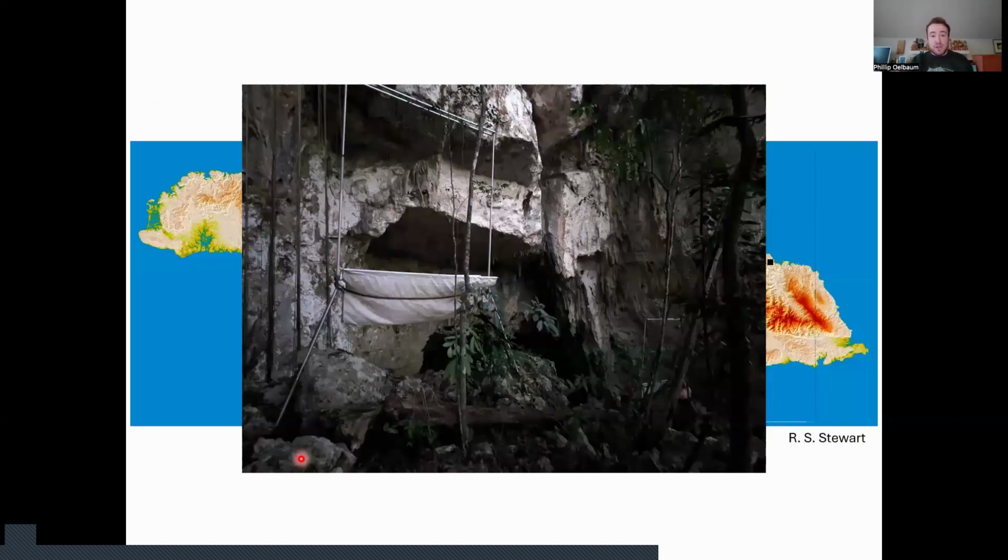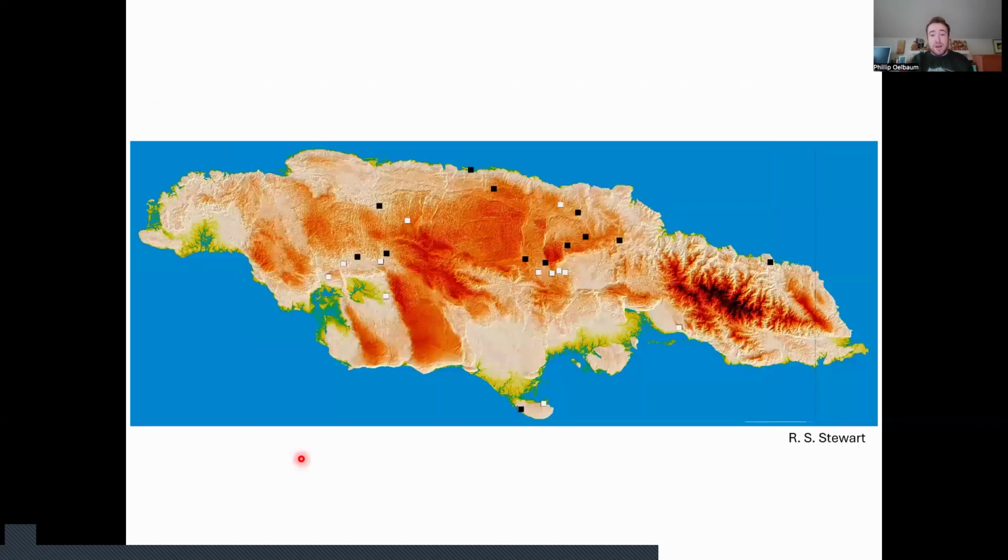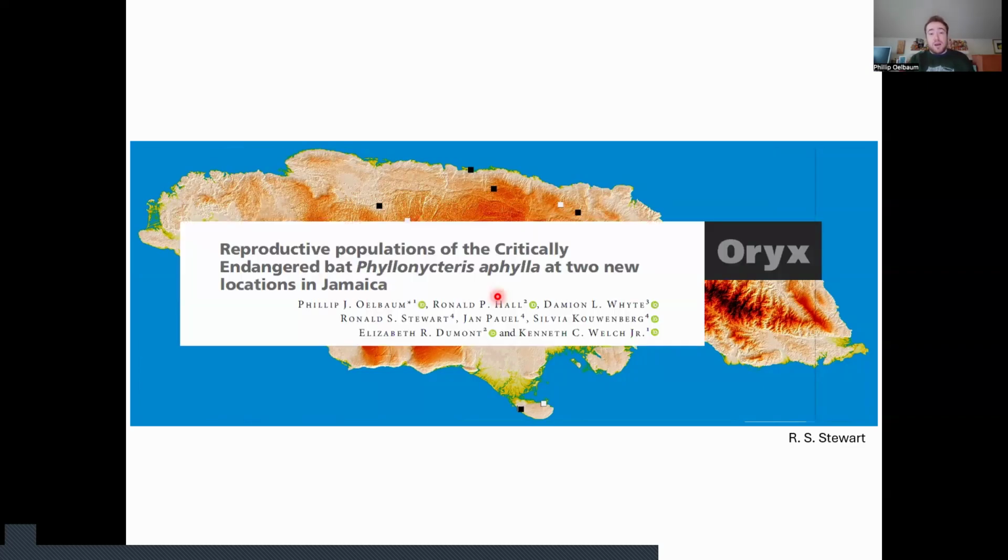To do this, we went to Jamaica. As I said, we set up harp traps in front of caves, visited 30 different sites around the island. And then at these white squares, I have isotopic data from carbon and nitrogen, isotopic data from hair, from these bats. In the process, I just wanted to plug this for a second.